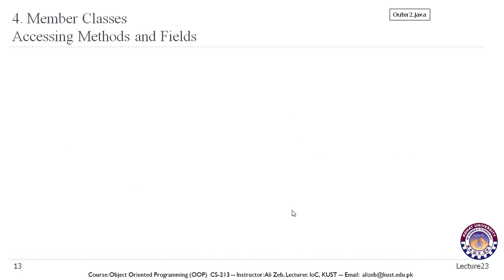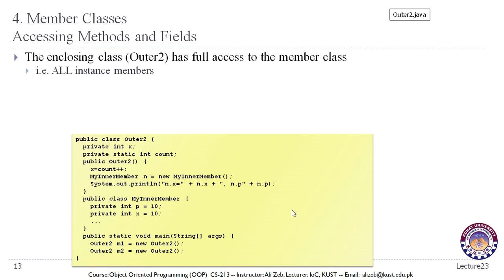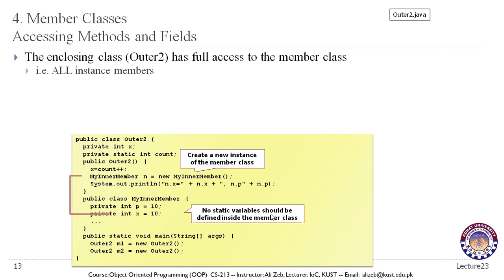Accessing methods and fields in member classes. The enclosing class has full access to all instance members of the member class. So we create a new instance of the member class. This is our member class, and we can create a new instance of it and access the variables of the member class in our outer class. No static variables should be defined inside the member class.